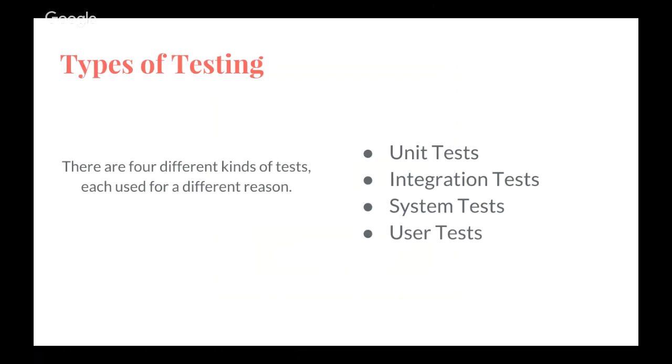First of all, let's go over the types of software testing that are used when creating any application or program out there. There are four specific ones, namely unit tests, integration tests, system tests, and user tests. Unit and integration tests are the ones that we as students will probably focus on more because they're the ones that are controlled by the programmer.